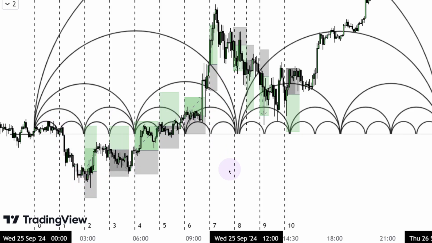Okay, so I'll go over that here. So let's say, for example, we want to buy at this time right here where the circles are crossing. Stop loss is 30 points. Let me just go on a chart.